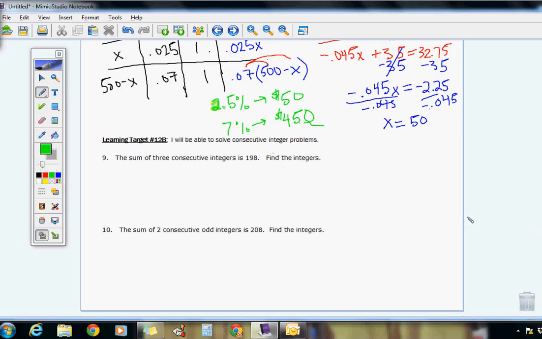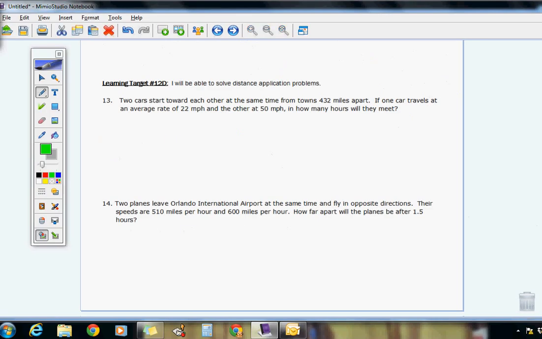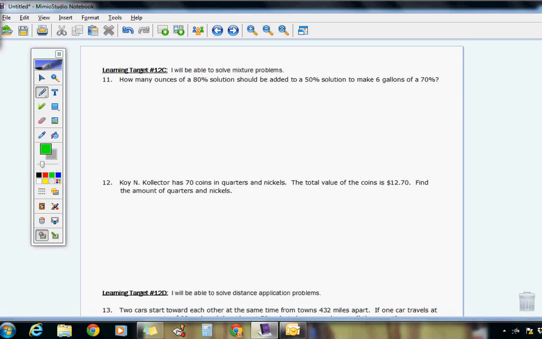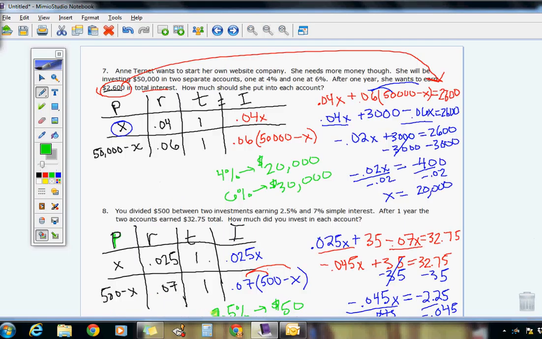All right, I'm going to do these two problems, and then I'm going to cut this video off here. I want to cut it off after the consecutive integer problem.